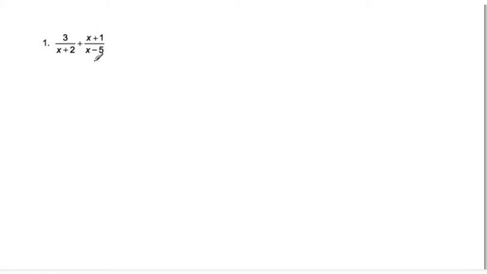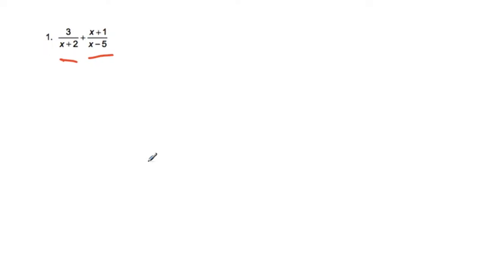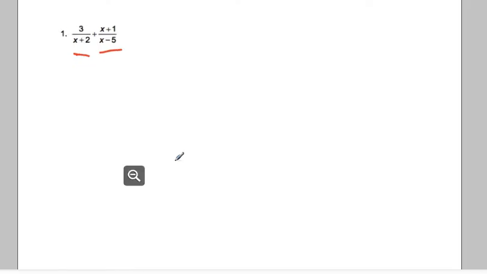Alright, so when we're adding and subtracting fractions, our denominators have to be the same. So if you look at this one, our denominators are not the same on number 1. So what you have to do is take a factor of each. So if I have x plus 2 and then x minus 5, then your LCD would be x plus 2 and x minus 5.